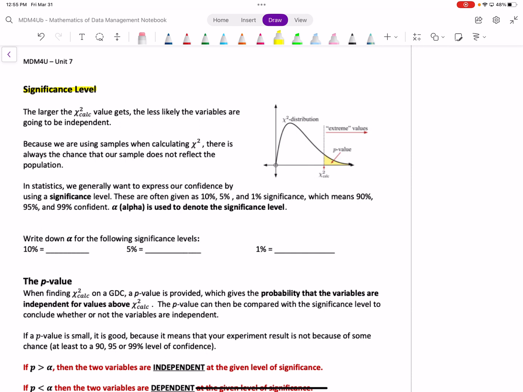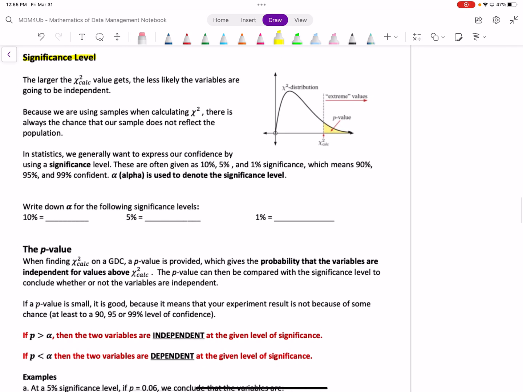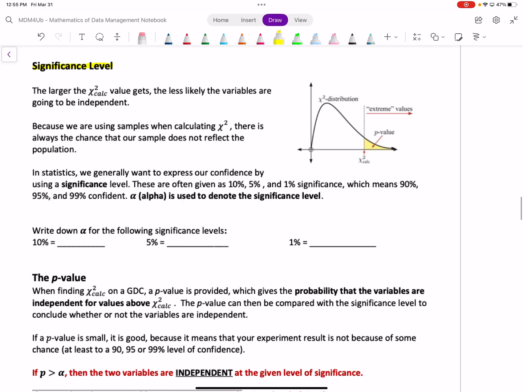In stats, when we do these things, we're never 100% sure that this didn't happen just by chance. There's always some sort of potential that it was just lucky in the sample that I took. That maybe the sample I took indicated that they are independent, but they're dependent, or vice versa. So anytime you take a sample of a population, there's always going to be room for error. And so what we want to do is move into talk about the significance level that we can be confident in our results. And down here, we express this significance level often in terms of 10%, 5%, or 1% significance.